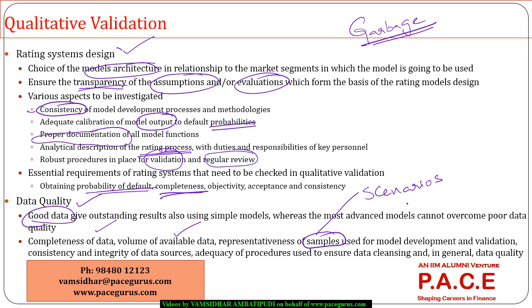Representatives for various scenarios need to be taken into consideration, because if I don't have the various scenarios as part of my data, then probably the output that I am going to get is also a more and more biased output. And what is the authenticity of the various data sources from which I am collecting the data? What is the integrity of those data sources? What are the procedures that I am following to do the cleaning of the data? So all these things really need to be taken care of as part of the qualitative validation of the model.